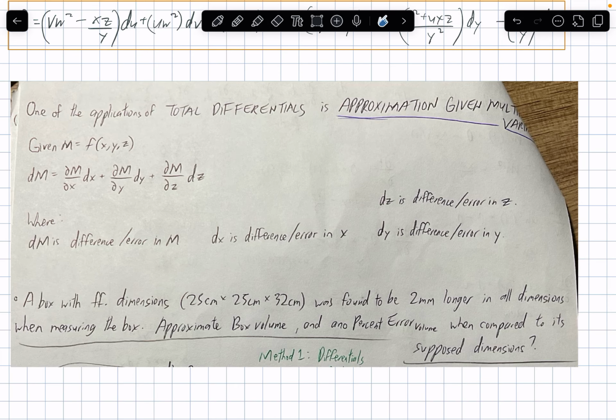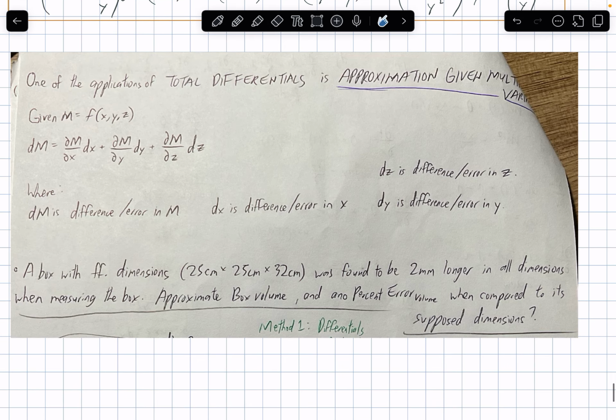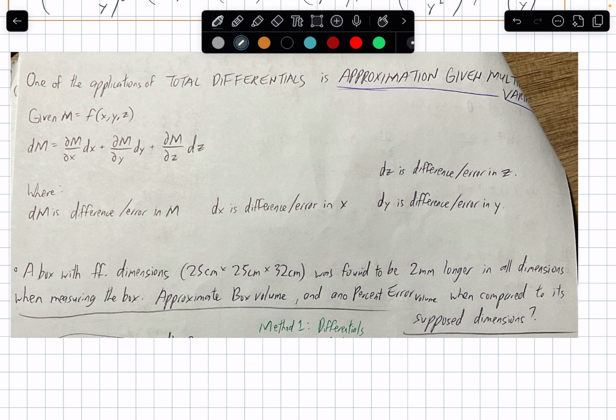In this video, we will answer a few practice questions, actually just three of them, including what's shown here. They're basically word problems on approximation.